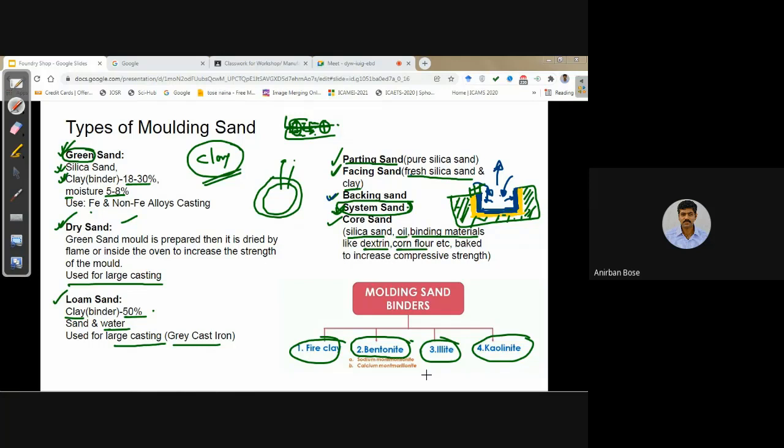If we give too much bentonite, then the strength of the mold will become very, very hard. But at the same time, you have to remember that the mold should be porous enough so that the moisture can get out, so that the gas can get out. So it's an optimum value of the hardness or strength as well as the porosity that is required. It is not always good to give a very high strength or a very strong binder. It's an optimum value that we are actually looking for.